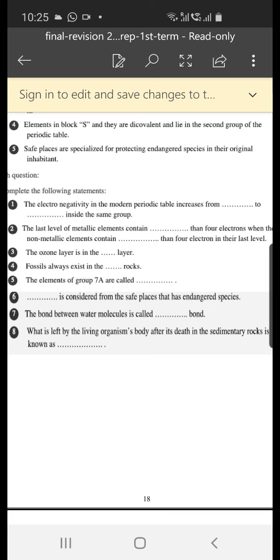Number 8, what is left by the living organism's body after its death in sedimentary rocks is known as fossil or trace fossil.